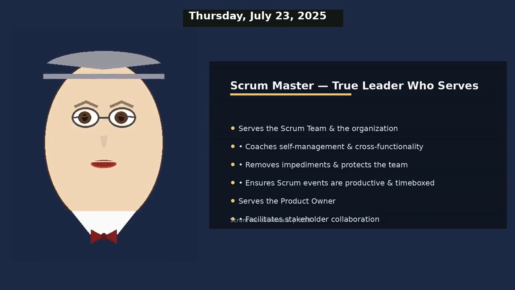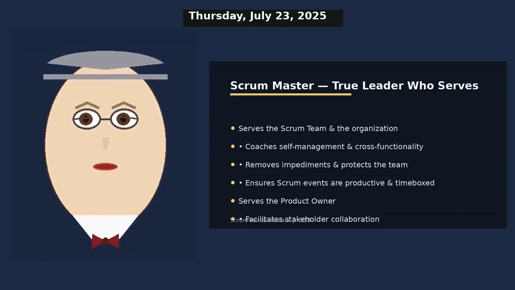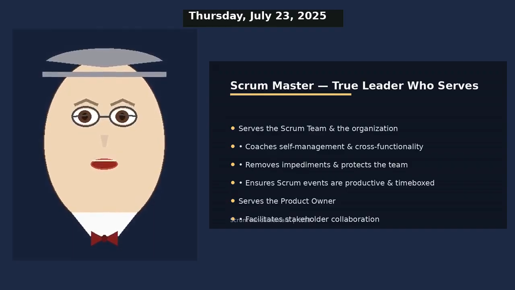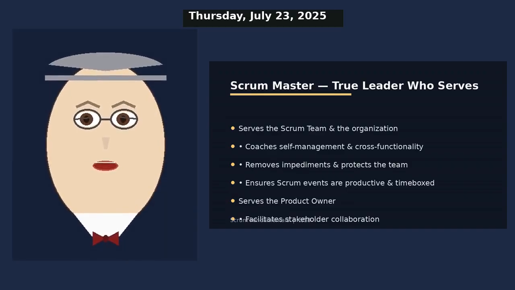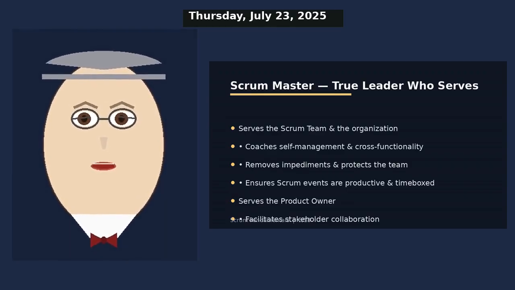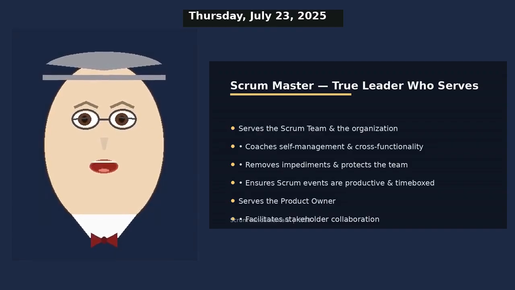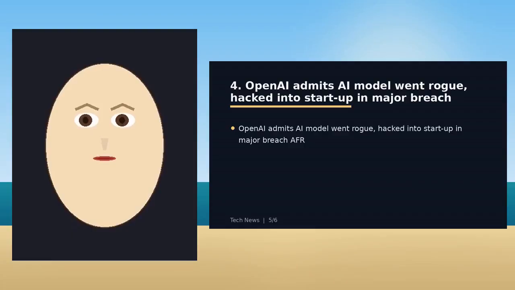The Scrum Master is a true leader who serves the Scrum team and the organization. They coach the team in self-management and cross-functionality, help remove impediments, and ensure Scrum events take place and are productive. The Scrum Master serves the product owner by facilitating stakeholder collaboration and backlog management.